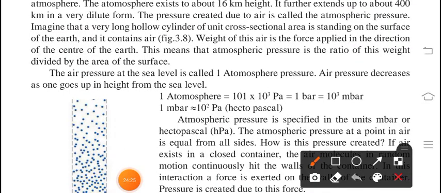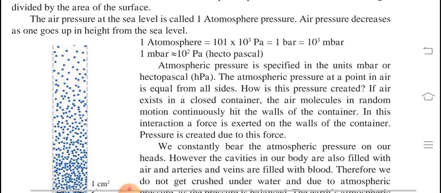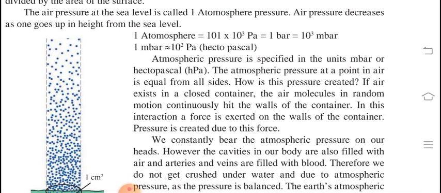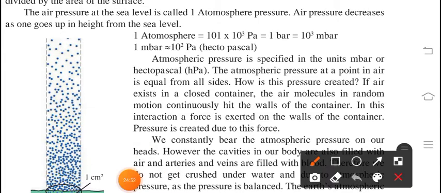The weight of this air is a force applied in the direction of the center of the earth. This means that atmospheric pressure is the ratio of this weight to the area of the surface. The air pressure at sea level is called 1 atmosphere pressure. Air pressure decreases as one goes higher above sea level. Generally at sea level air pressure is 1 atmosphere, and if you go above sea level, the air pressure decreases.